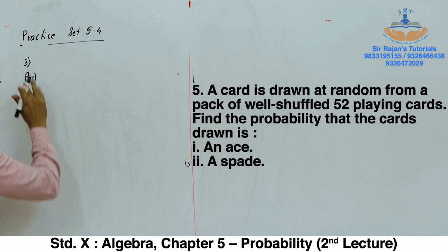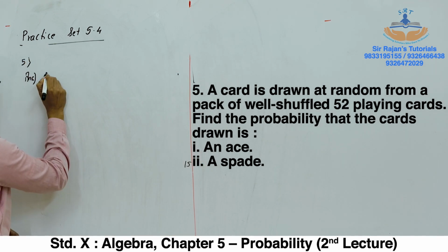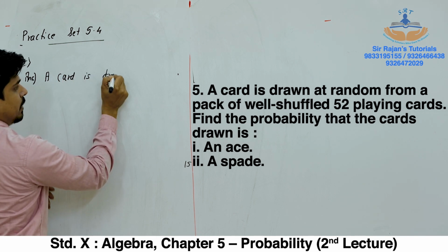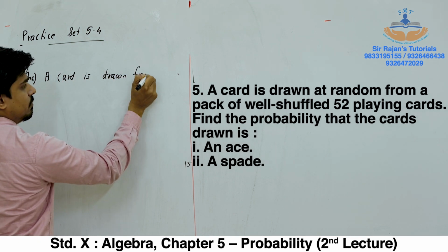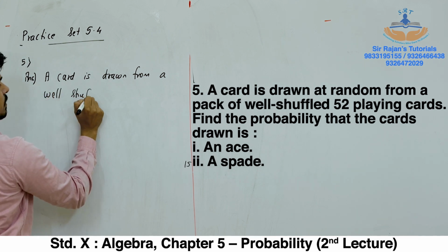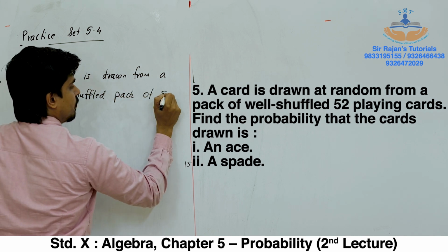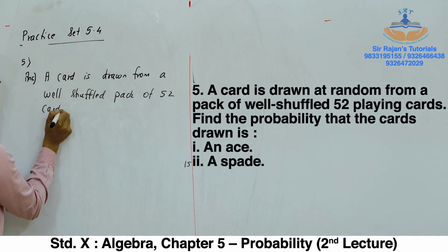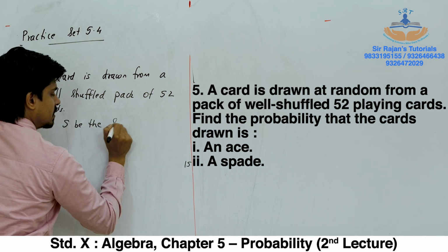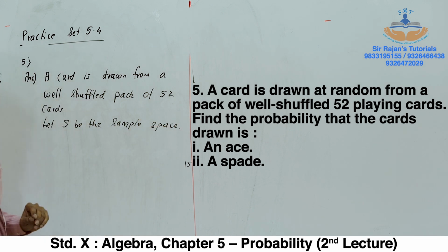So first you write your random experiment. This is question number 5. A card is drawn from a well shuffled pack of 52 cards. Let S be the sample space. Again I am repeating what I had told you before.